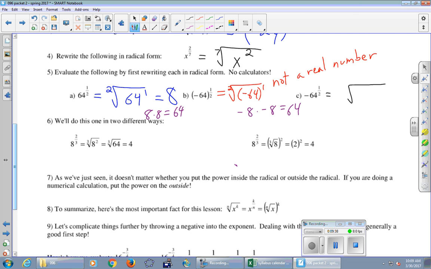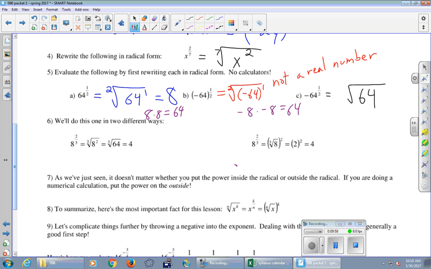Question is, what number is going inside? Is it negative 64 or is it 64? 64. That is 64. Remember, exponents are very weak. They do not reach as far as you might think. That 1/2 is only touching what? The 64. And it is not strong enough to reach that negative sign.